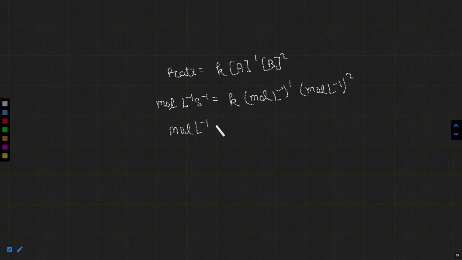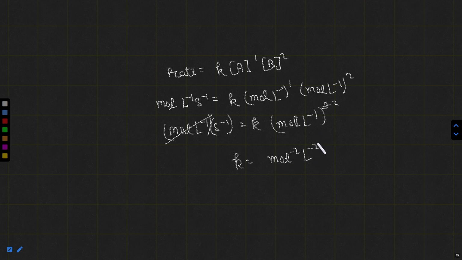Now this will be equal to, if I write it separately in this fashion, we can write it, no problem. So this will be mole per liter raised to the power 3. So this will be cancelled out, we will get 2 here. This will be equal to mole to the power minus 2 L to the power 2 per second.